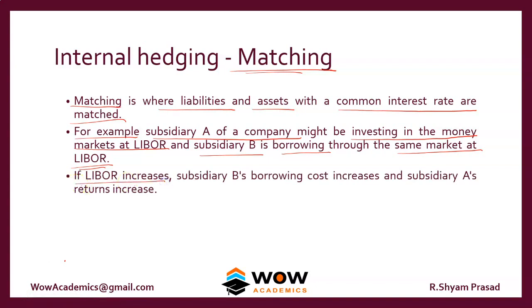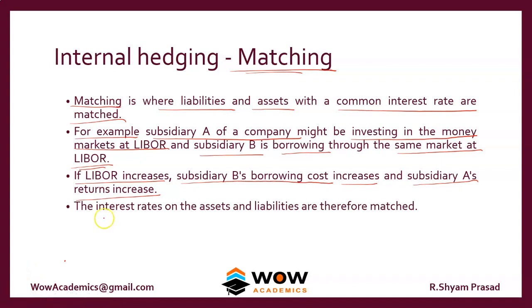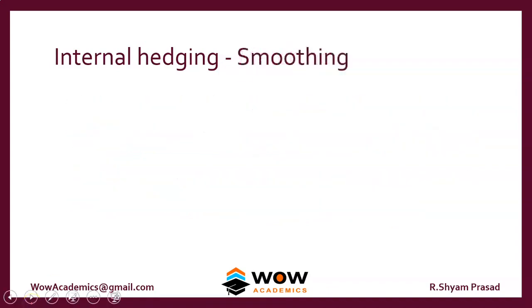If the LIBOR rate increases, subsidiary B's borrowing cost increases and subsidiary A's returns increase. So if the interest rate is going to increase, the borrowing cost of B will increase and the income of A will increase. So both will compensate each other. The interest rates on assets and liabilities are therefore matched. So that is what the matching concept is all about. Now we'll move on to the smoothing concept.